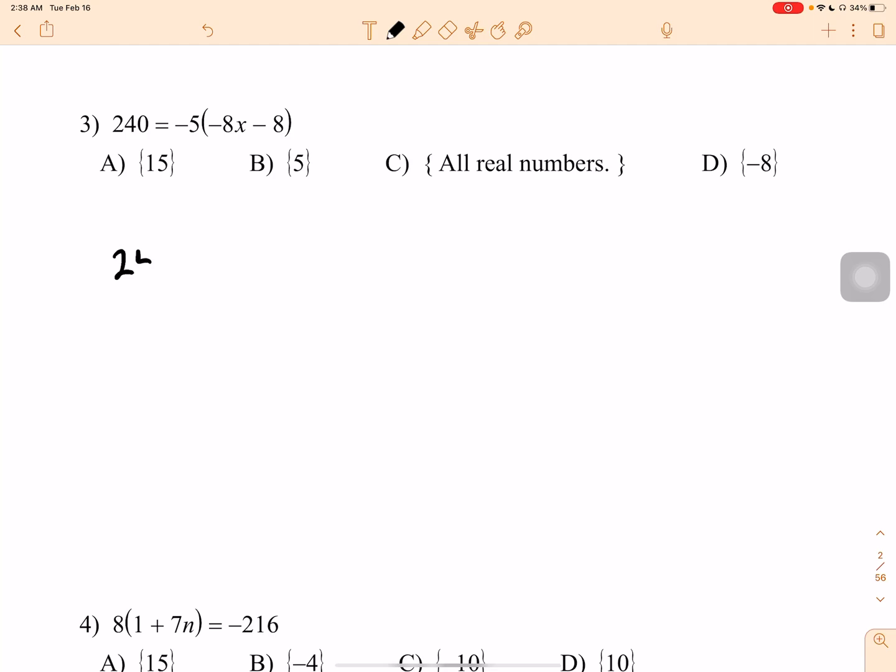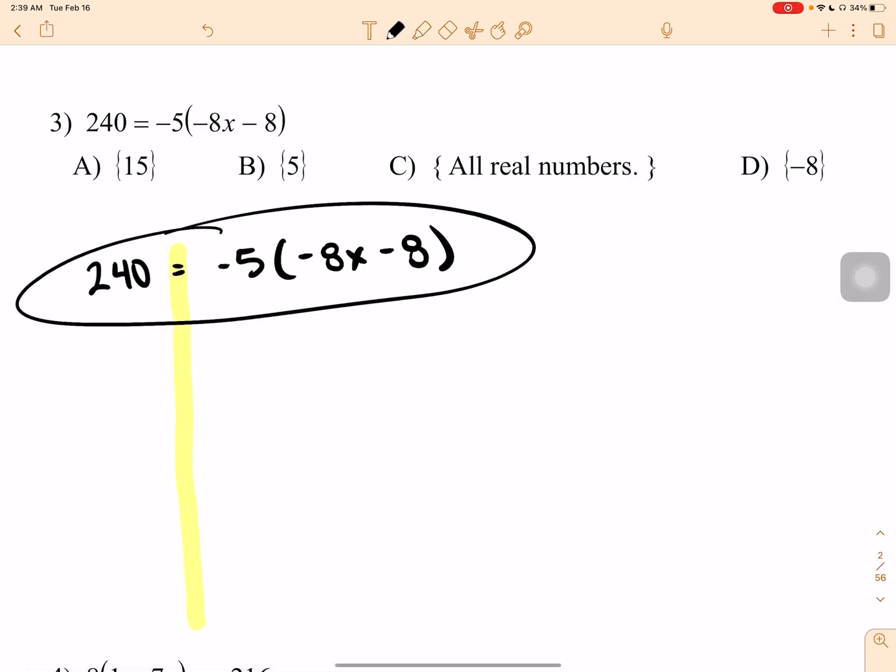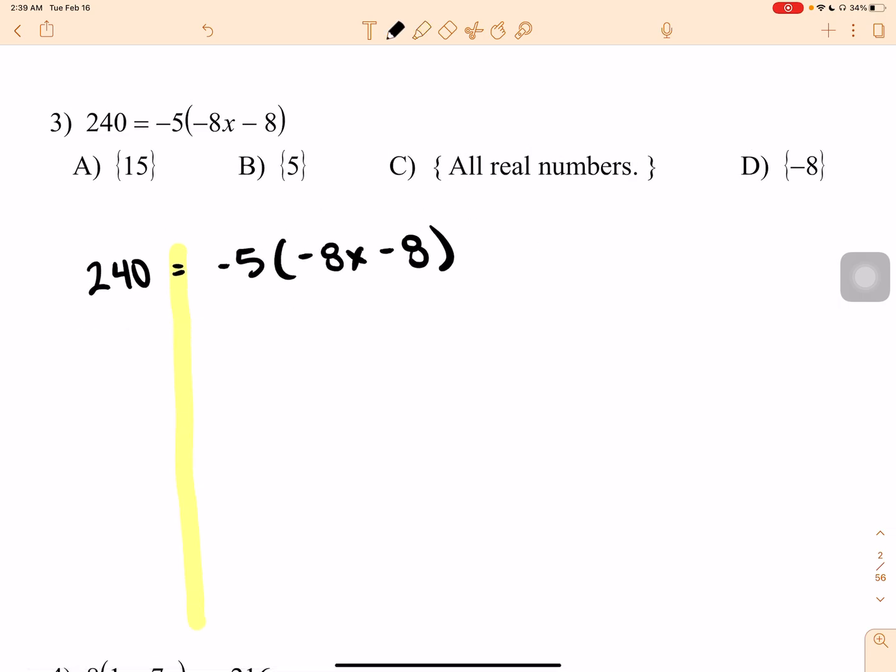So we have 240 equals negative 5 times negative 8x minus 8. Okay, so you always want to make sure that you double check that you wrote it very carefully and you wrote the whole thing correctly. I see a lot of students get problems wrong just because they wrote this wrong. Okay, so make sure whenever you're copying down on your paper or your Cami that you're very careful.